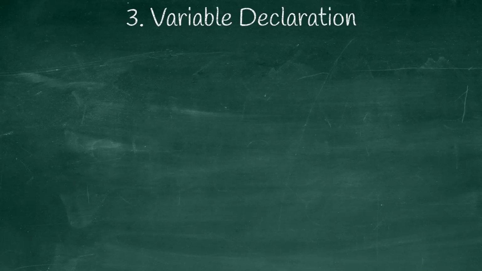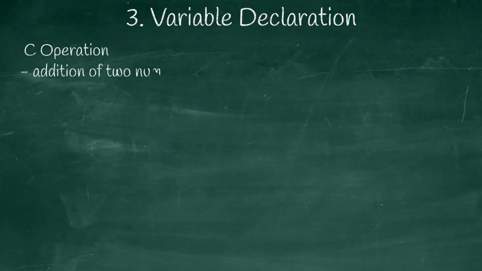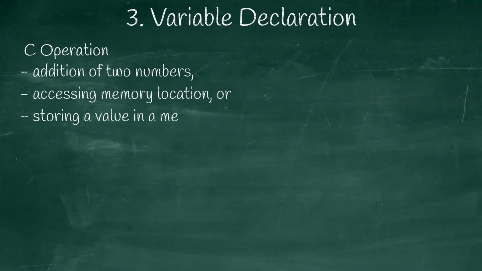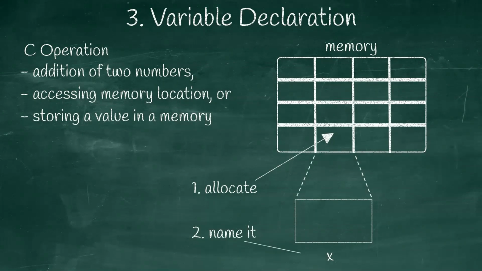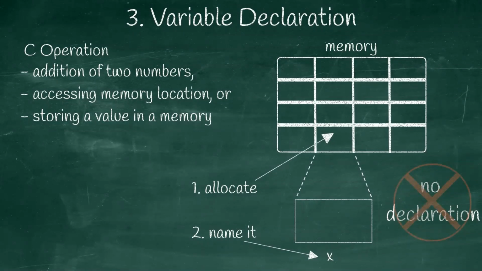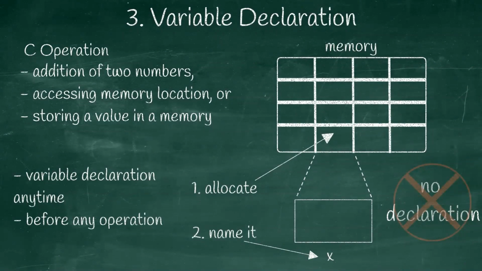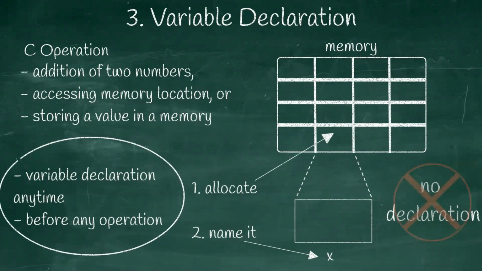Now coming to the next part, we have variable declaration. What it actually means is, if we need to perform any C operation, whether it's addition of two numbers, accessing a memory location, or storing a value in memory, we first have to allocate a memory location and then name it so that we can access the location using the specified name and use it for performing various operations during the execution of C code. Without declaring a variable, we cannot use it in a C program. The most important thing to note is that variables are to be declared before any operation in the function.